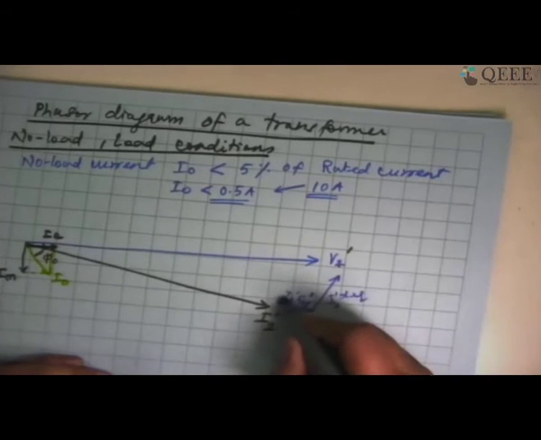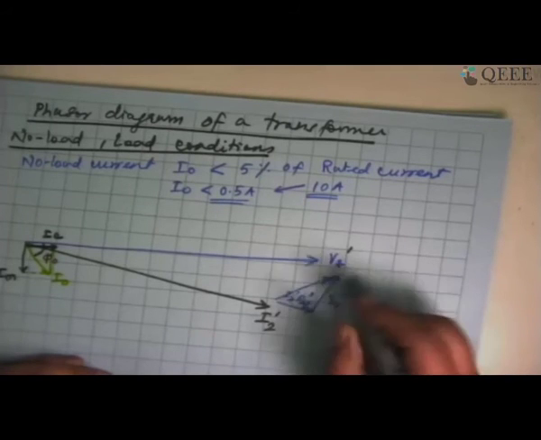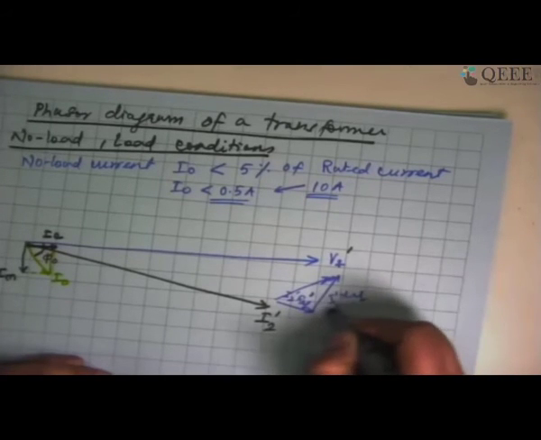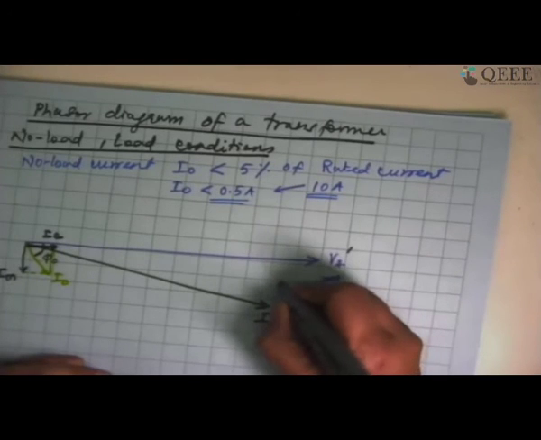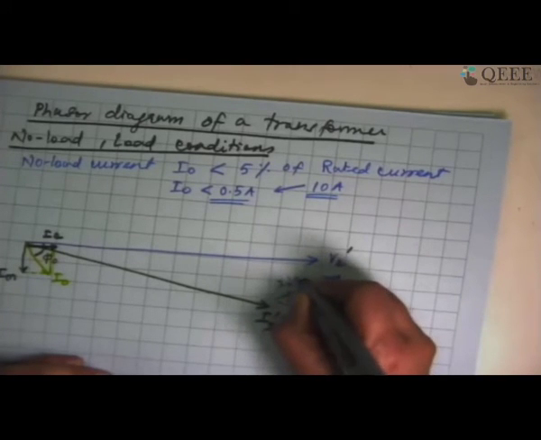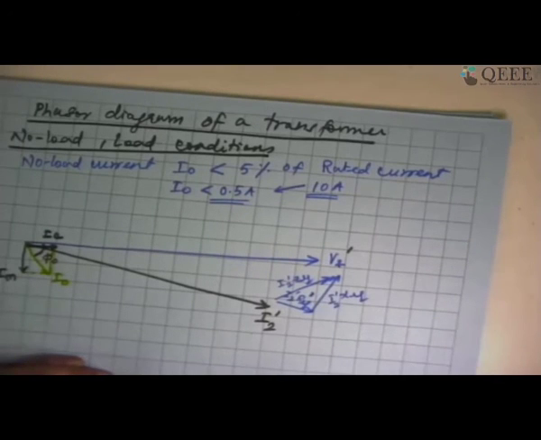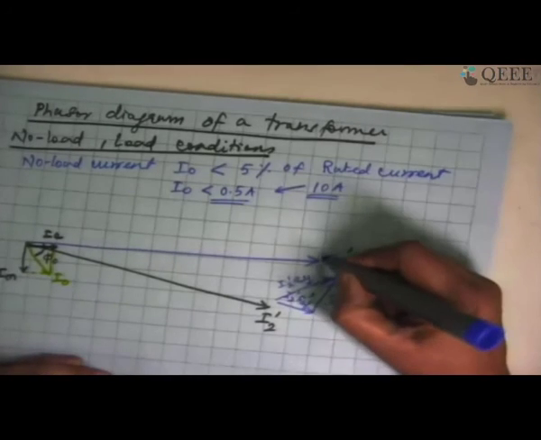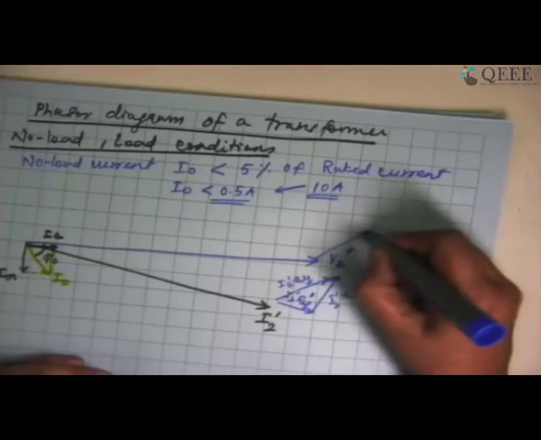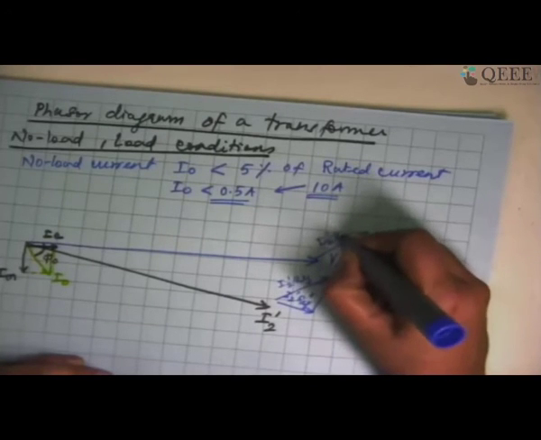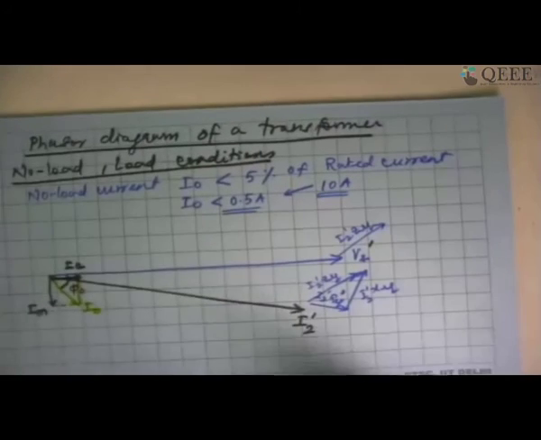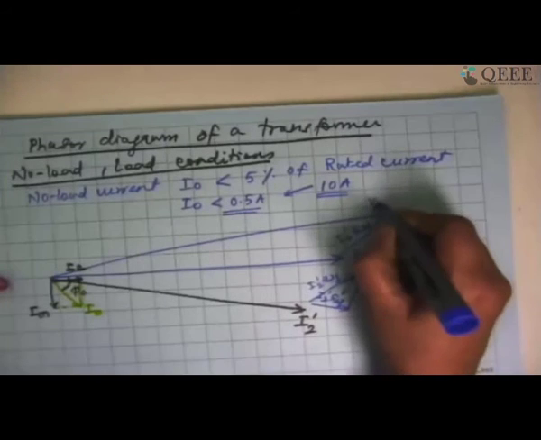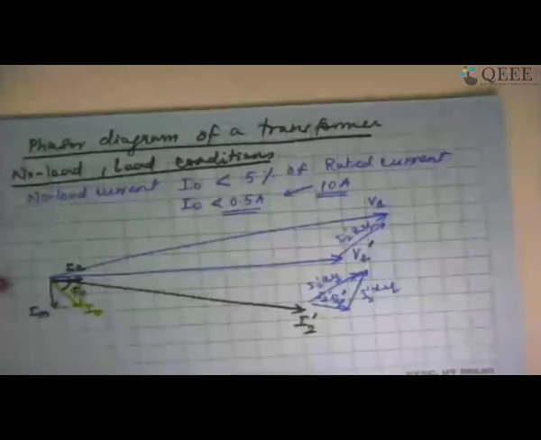So I have overall drop what is taking place as I2 dash R equivalent plus j times I2 dash X equivalent. So I will call this I2 dash Z equivalent. So that is what is I2 dash Z equivalent. Now what I have to do is, if I assume that this is the terminal voltage, to this I have to add this I2 dash Z equivalent. When I add this together, what I get ultimately is my V1, or the voltage applied, V1.